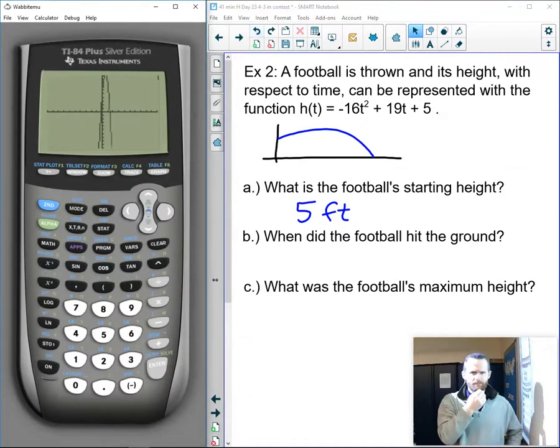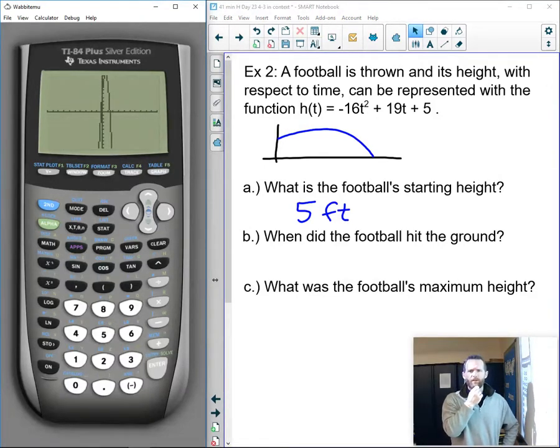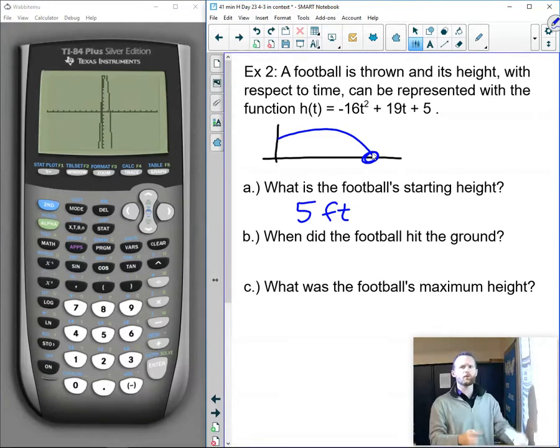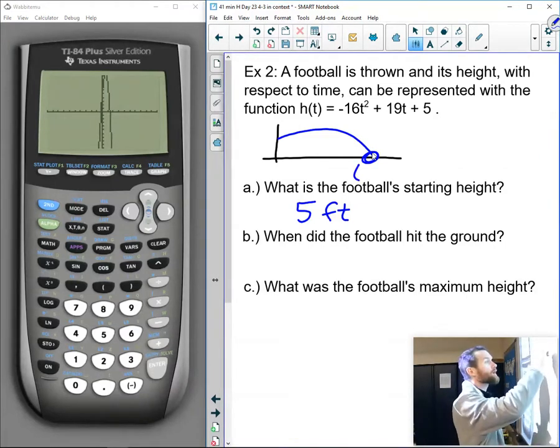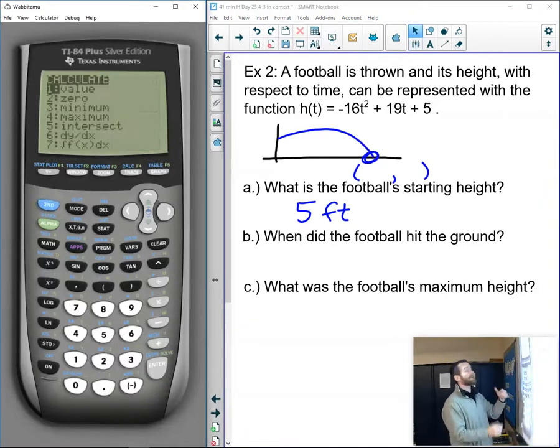Let's see what we're looking at. That's kind of a weird picture, but we can see most of it, so I'm just going to leave it as it is. All right, so when did the football hit the ground? Well, that's going to be this point right here. So we have to apply our Algebra 2 vocab to make sure we understand what point we're looking for. That point is a real root. So we're looking for the real root of this function. To do that, we hit second, calculate, and we go to 0.